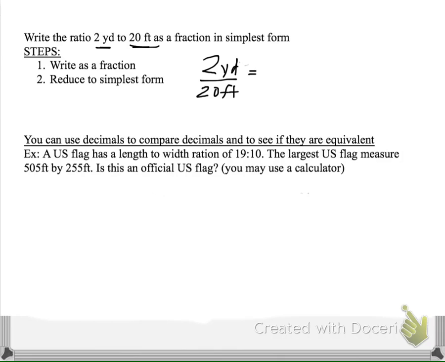Okay, so the first little example I gave here is write the ratio 2 yards to 20 feet as a fraction in simplest form.